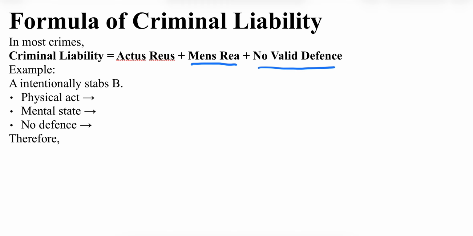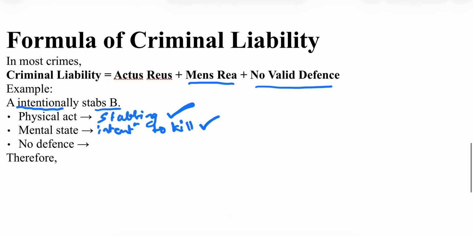For example, A intentionally stabs B. Is there any physical act? Yes. And what is that? Stabbing. Okay, the first element is fixed. Now next, is there any mental state? That means an intention or motive to kill a person. Yes, he has the mental state, intention to kill. The second element is also satisfied.